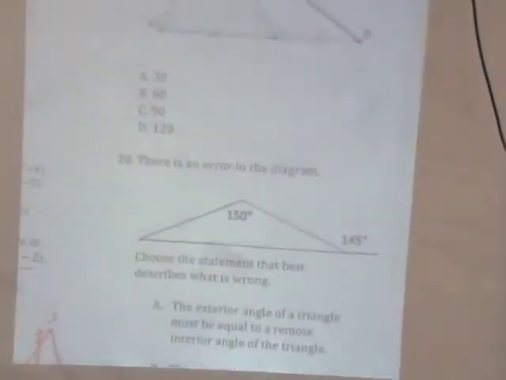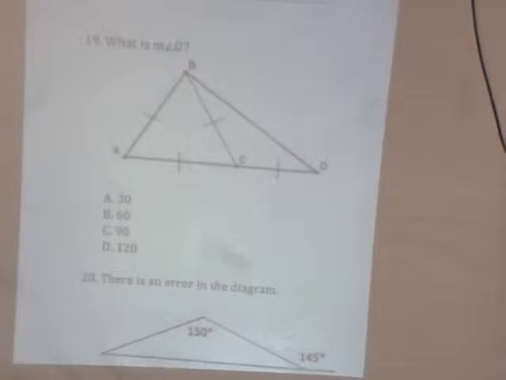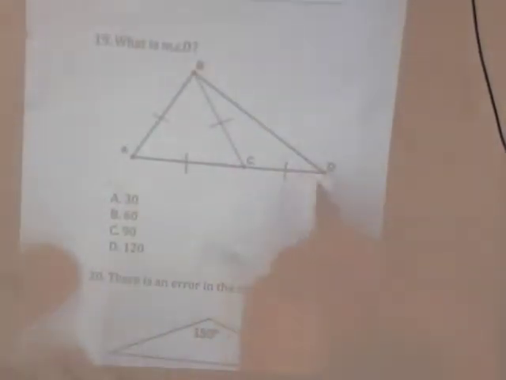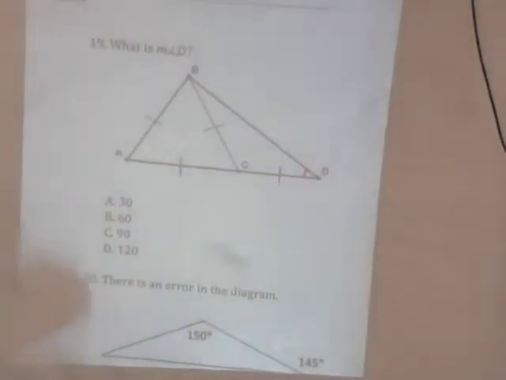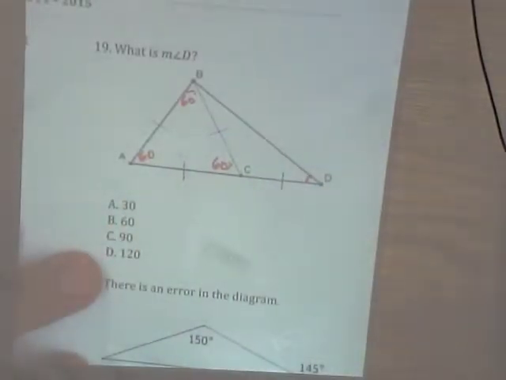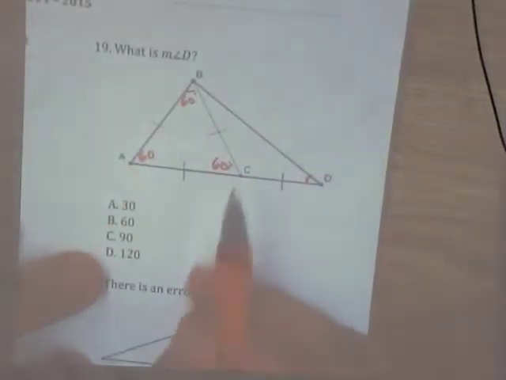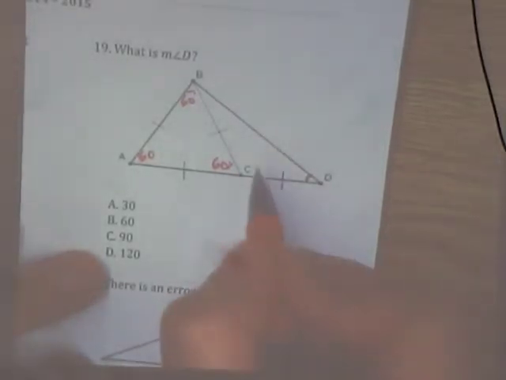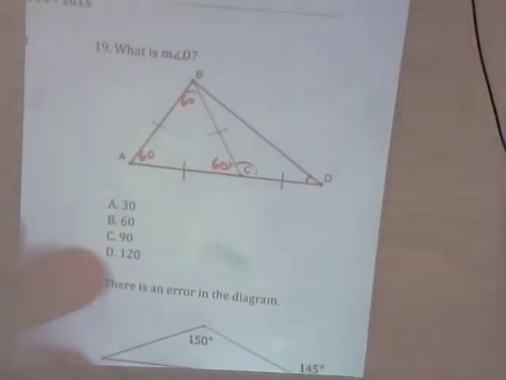Okay. 19. What is the measure of angle D? This angle over here. What kind of triangle is ABC? Equilateral, right? Equilateral triangles are also equiangular. So what is the measure of each of these angles? They're each 60, right? If this is 60 degrees, what's this angle here? 120, right? Because they're linear.